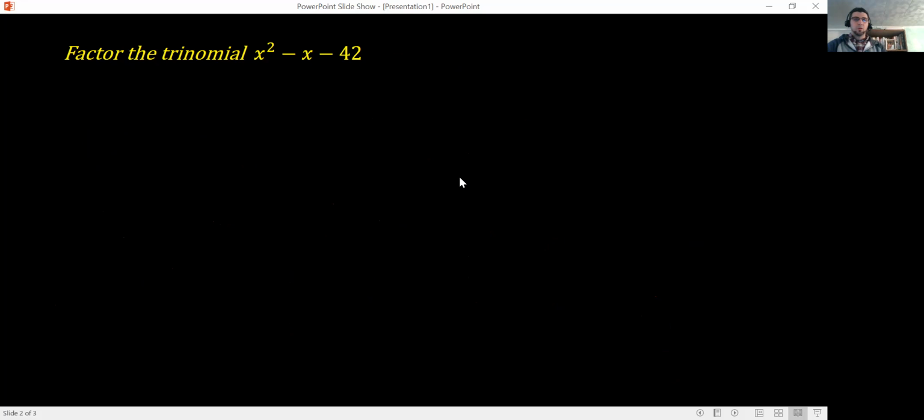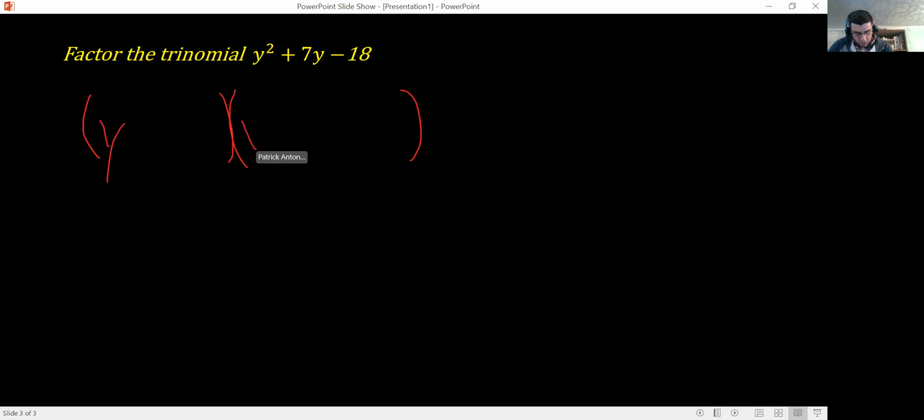I want to do one more with you real quick, just to show you how we can do this. In this case, we have y squared plus 7y minus 18. If we want to factor that, we know that you're going to have a y and a y here, because the firsts have to multiply to y squared. The leading coefficient is 1, so we can use our method. We want factors of -18 that add to 7. So the bigger number has to be positive because we're adding to positive 7.